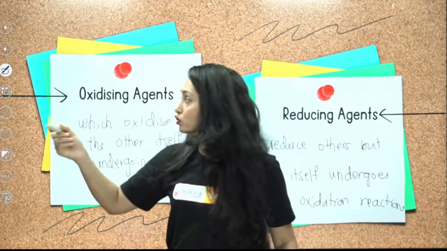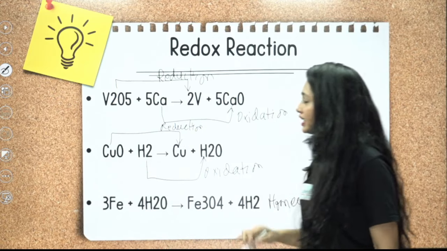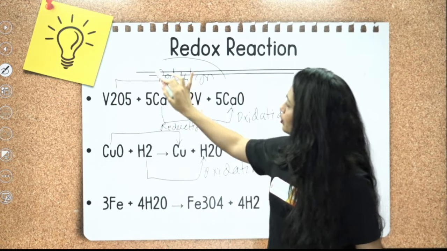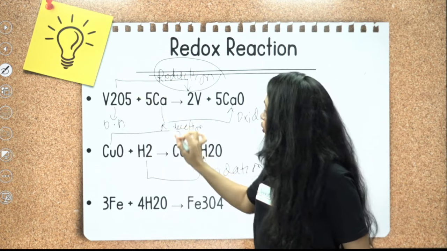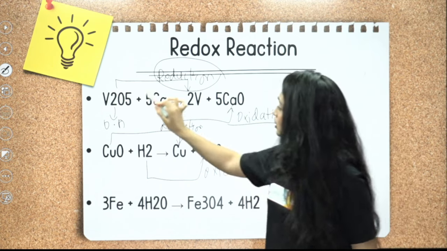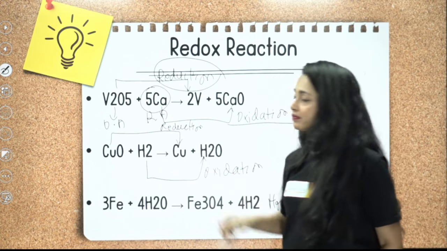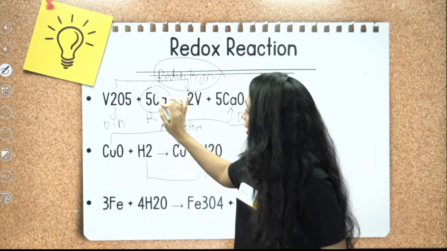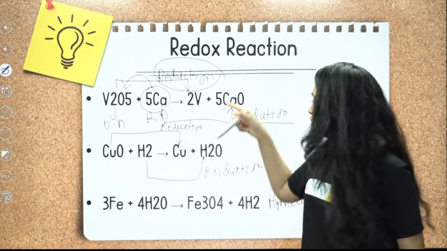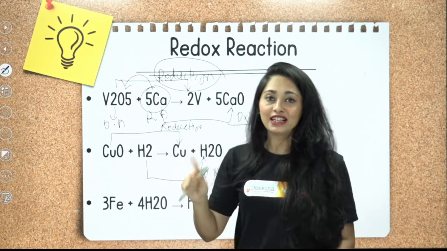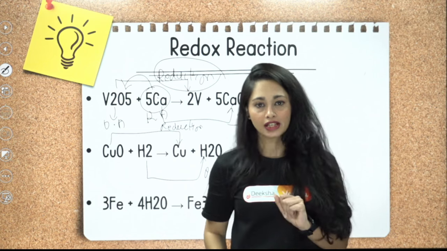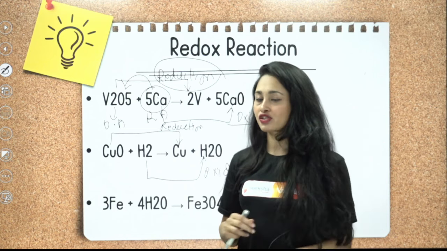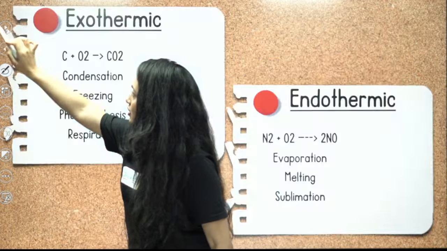So if we go back to this previous slide, which is the reducing agent and which is the oxidizing agent? Which undergoes reduction is the oxidizing agent. I'll write OA, oxidizing agent. Which itself undergoes oxidation reaction, that is the reducing agent. This is the reducing agent. So calcium is reducing vanadium pentoxide to vanadium. And vanadium pentoxide is oxidizing calcium to calcium oxide. So you know the difference between reducing agent and oxidizing agent. These are the five types of chemical reactions.